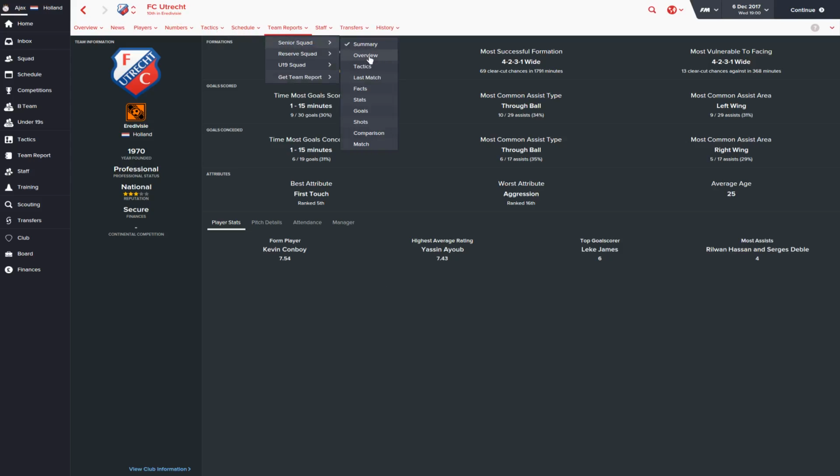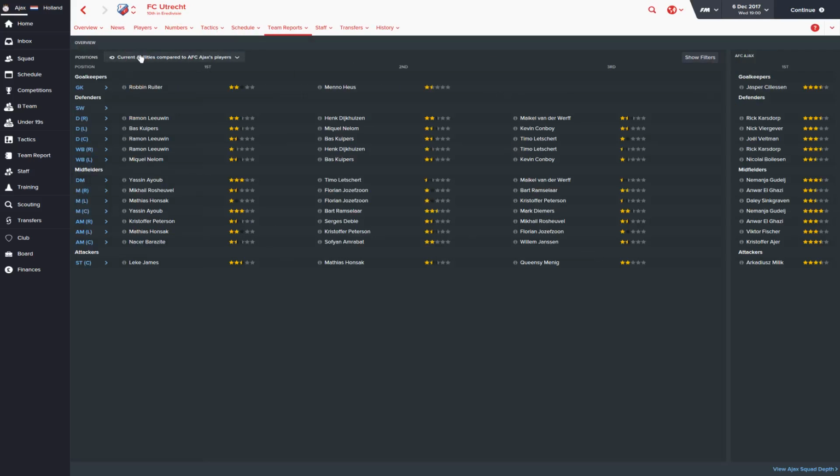The next thing we look at is the overview screen here. Very, very important, you do have this little tab here set to current abilities compared to your players, so compared to Ajax's players in this example. It is the default, so it should be on that, but just double check. This screen shows you a comparison of their best 11, or I should say their best available 11. So anyone injured or suspended won't show up in this one. As we can see here, it's compared to our players' current abilities.